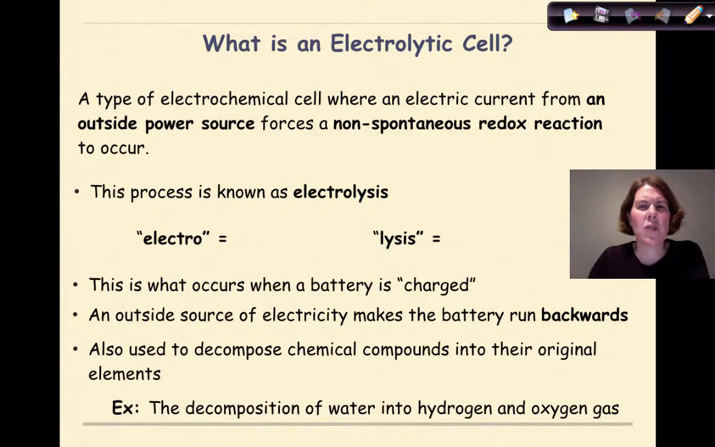So what is an electrolytic cell? An electrolytic cell is a type of electrochemical cell where an electric current from an outside power source forces a non-spontaneous redox reaction to occur.